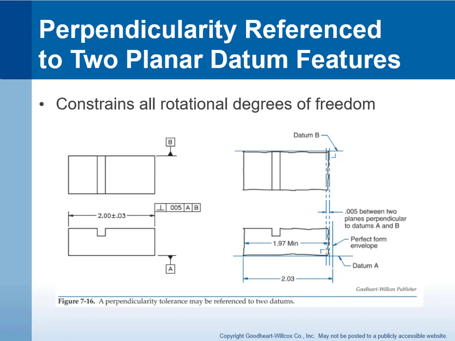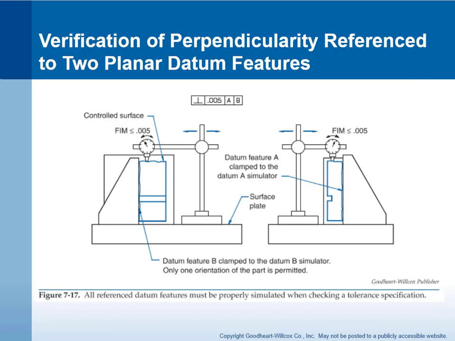So how would we verify this? This is a lot like the last slide, but here we have this block, which is the datum A simulator, and we also have a datum B simulator here too. We have our part clamped such that the part is flush up against our datum A simulator and flush up against our datum B simulator. And then we run our indicator over top of the part and make sure that the perpendicularity is not out by more than 5 thousandths.